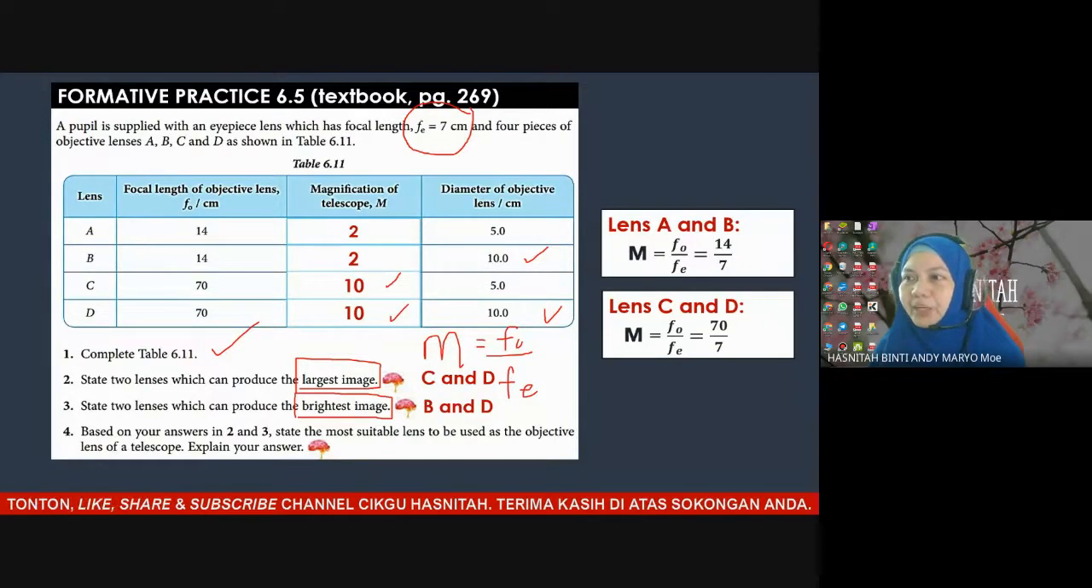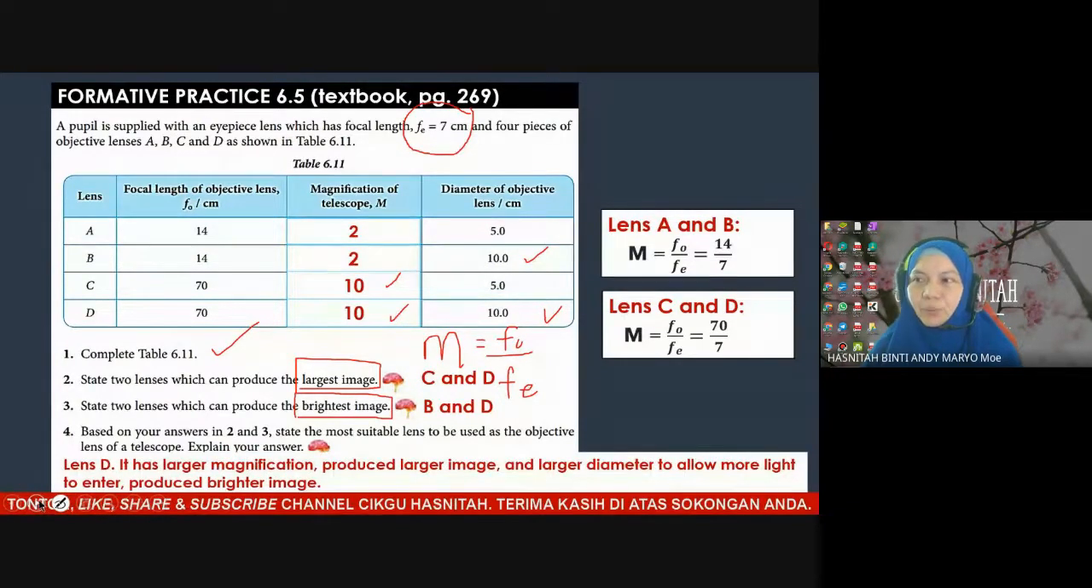Number 4, based on your answer in 2 and 3, state the most suitable lens to be used as the objective lens of a telescope. Explain your answer. Which one do you think is the best? A, B, C, or D? Sinway says D. Yes, the answer is lens D. Why? It has larger magnification, which is 10, produce larger image, and also larger diameter to allow more light to enter and produce brighter image.